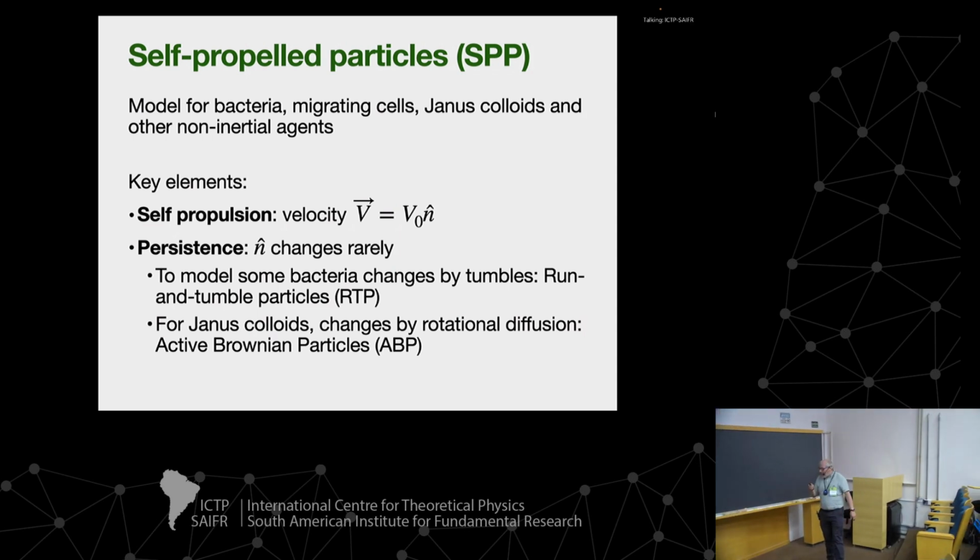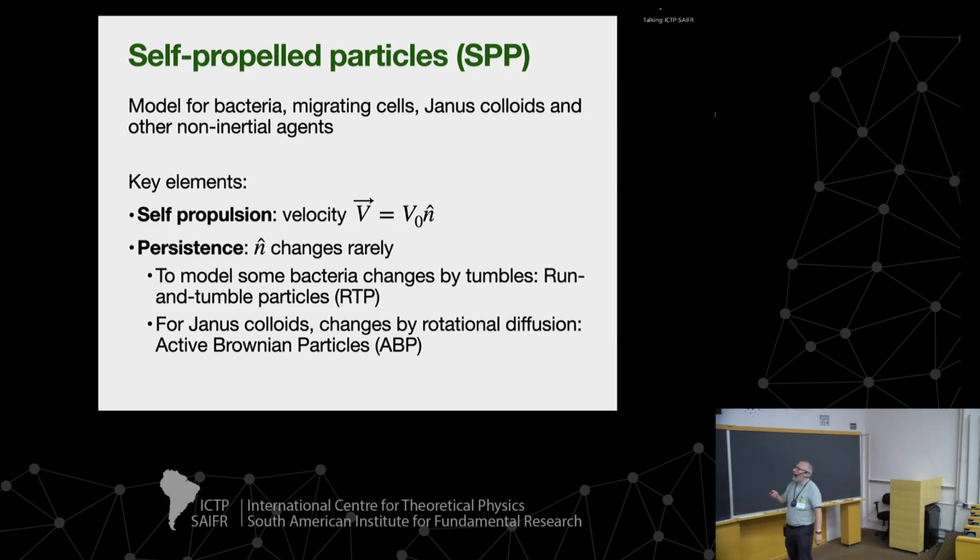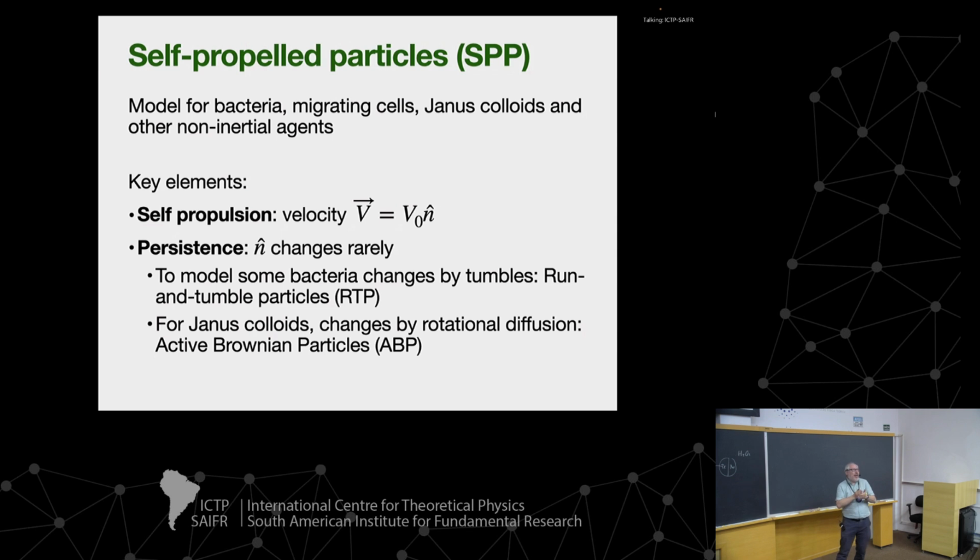The key element of self-propelled particles is that they have self-propulsion. Otherwise, it's not active, it's passive, and it's another kind of lecture. So they self-propel with a velocity that has some speed and a director. And the director changes. That's the other element: they self-propel and they're persistent, in the sense that the director changes but changes rarely. It's not changing all the time. Otherwise, it's a Brownian particle.